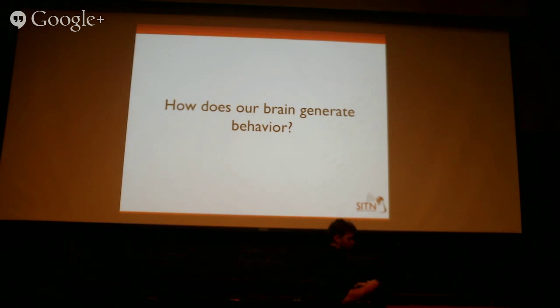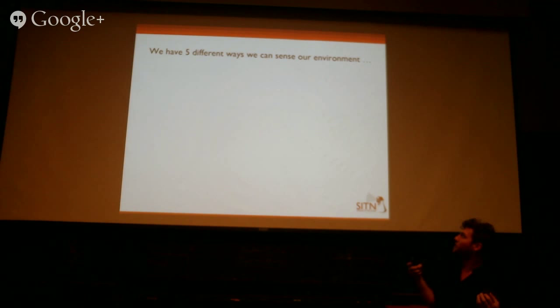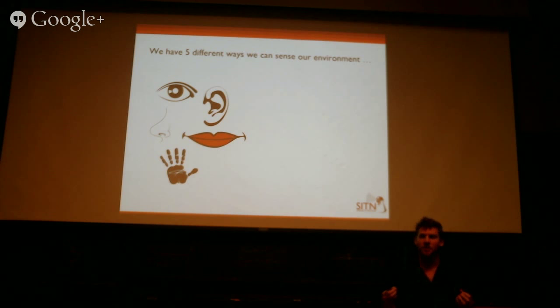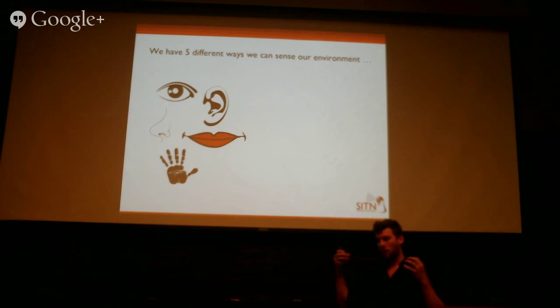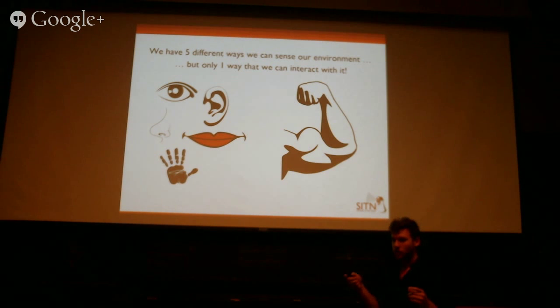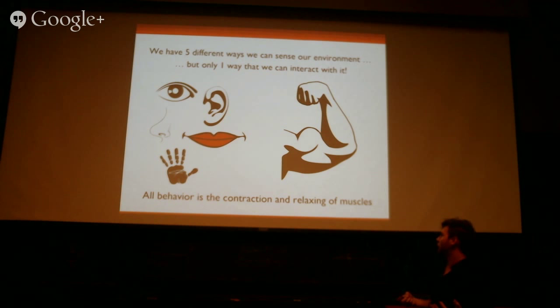Just to contrast it a little bit, as Laurel pointed out, there are five different ways, five types of information in our environment, maybe three fundamentally different ones. There are photons of light, we can sense pressure, and we can sense molecules in our mouth and in our nose. But we can actually only act back on the environment in one way, and that's by using our muscles. So really the only way we can do anything that someone else can sense is by the contraction and relaxing of muscles.